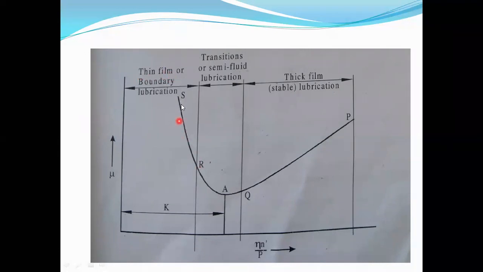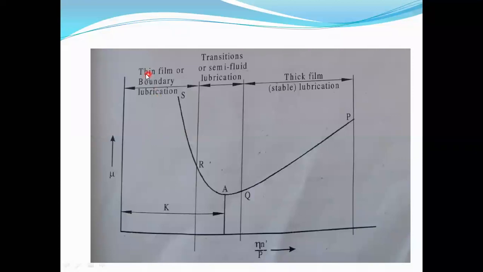So thin film lubrication will take place when the viscosity and the speed are less, but the pressure is more. Then metal to metal contact takes place from R to S. Therefore, there is a thin film lubrication.